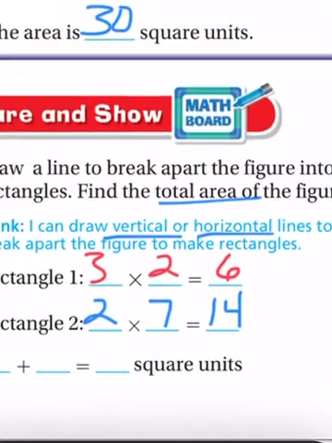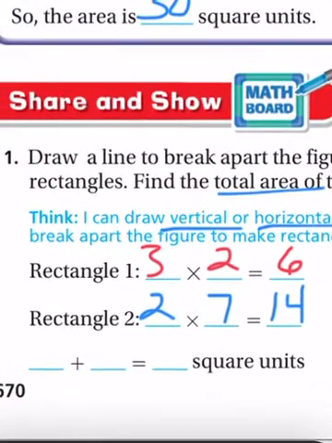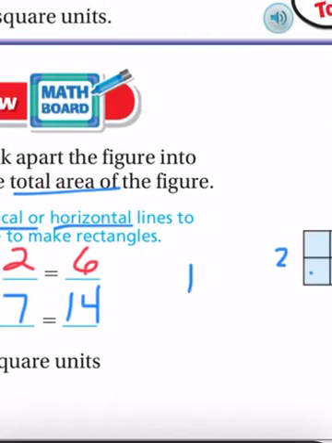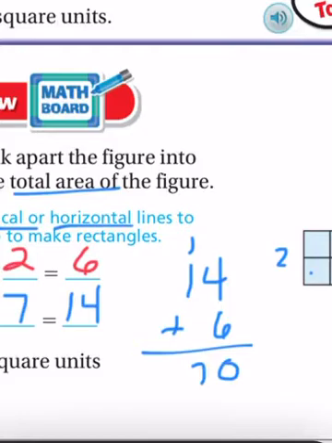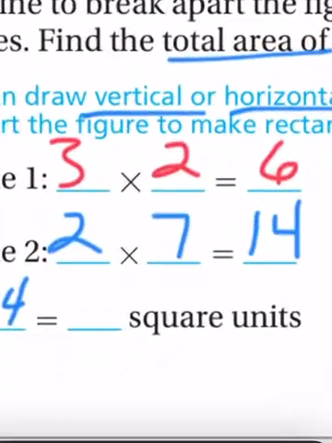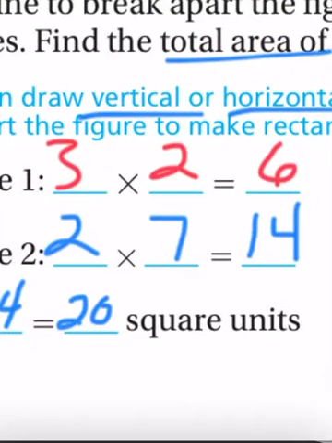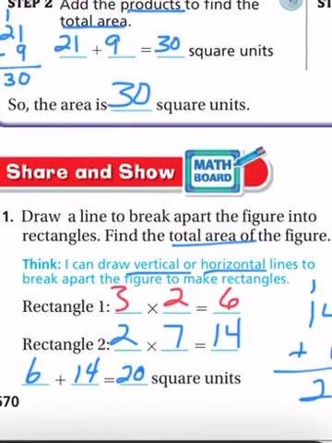Now I add up these 2 smaller areas, 6 plus 14, and I'll just show my work here on the side, 14 plus 6. 4 plus 6 is 10. Add up my tens column, I have 2 of those, so my area is 20. That's a 0, by the way. There we go. 20 square units on my area for number 1.